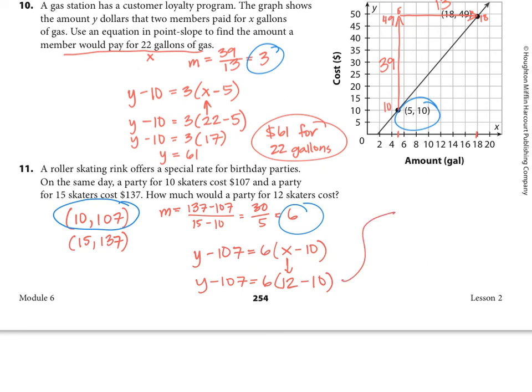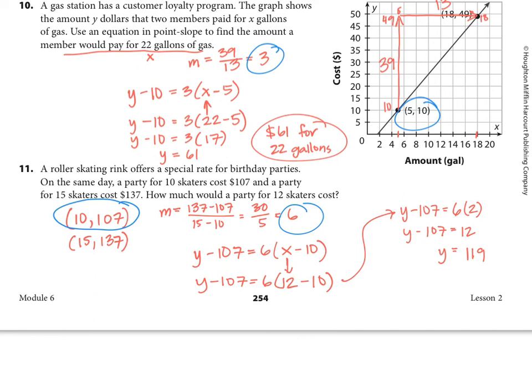So I'm going to continue up here on the right side. I get y minus 107 equals 6 times 2. And then finally, I will add 107 to both sides, and I will get 119.